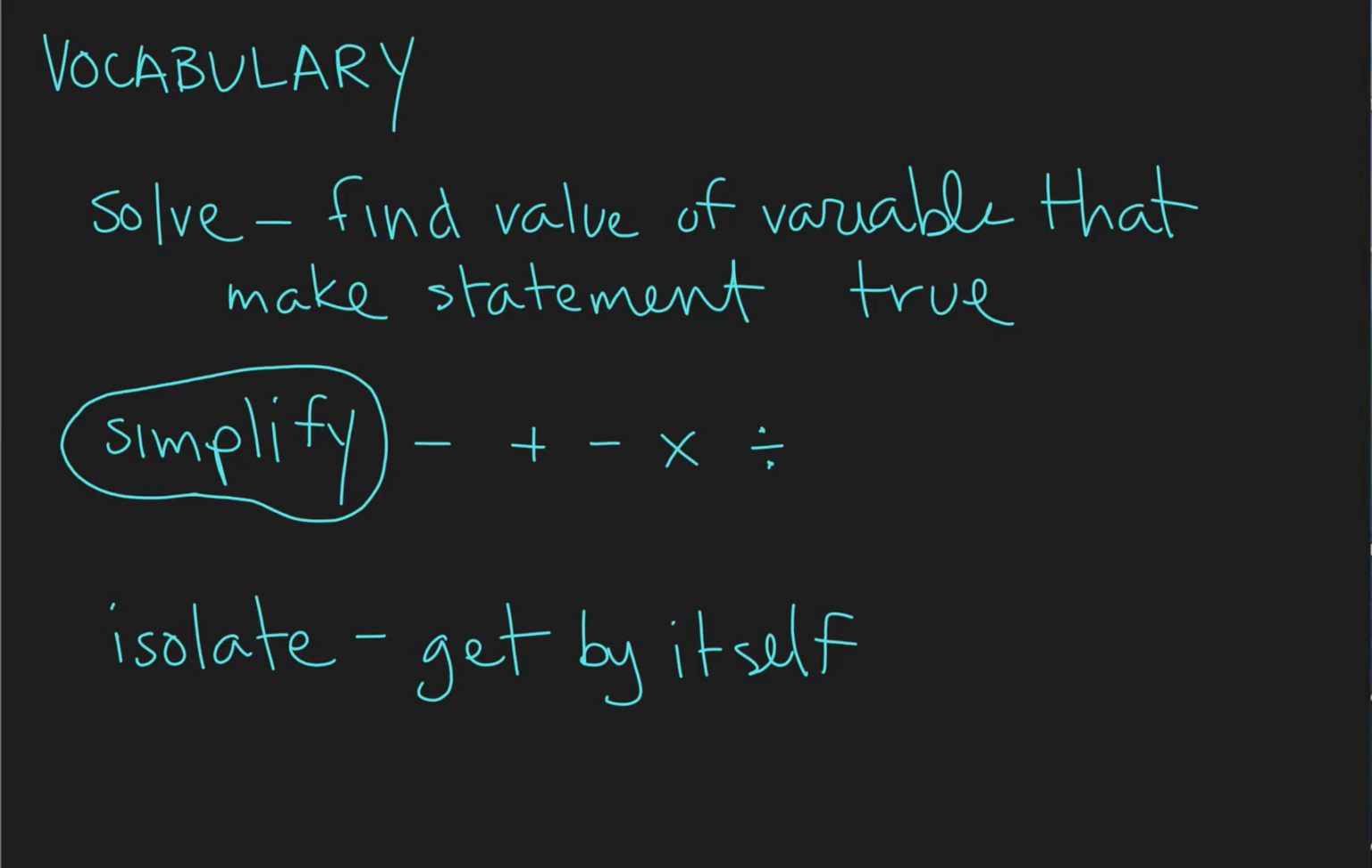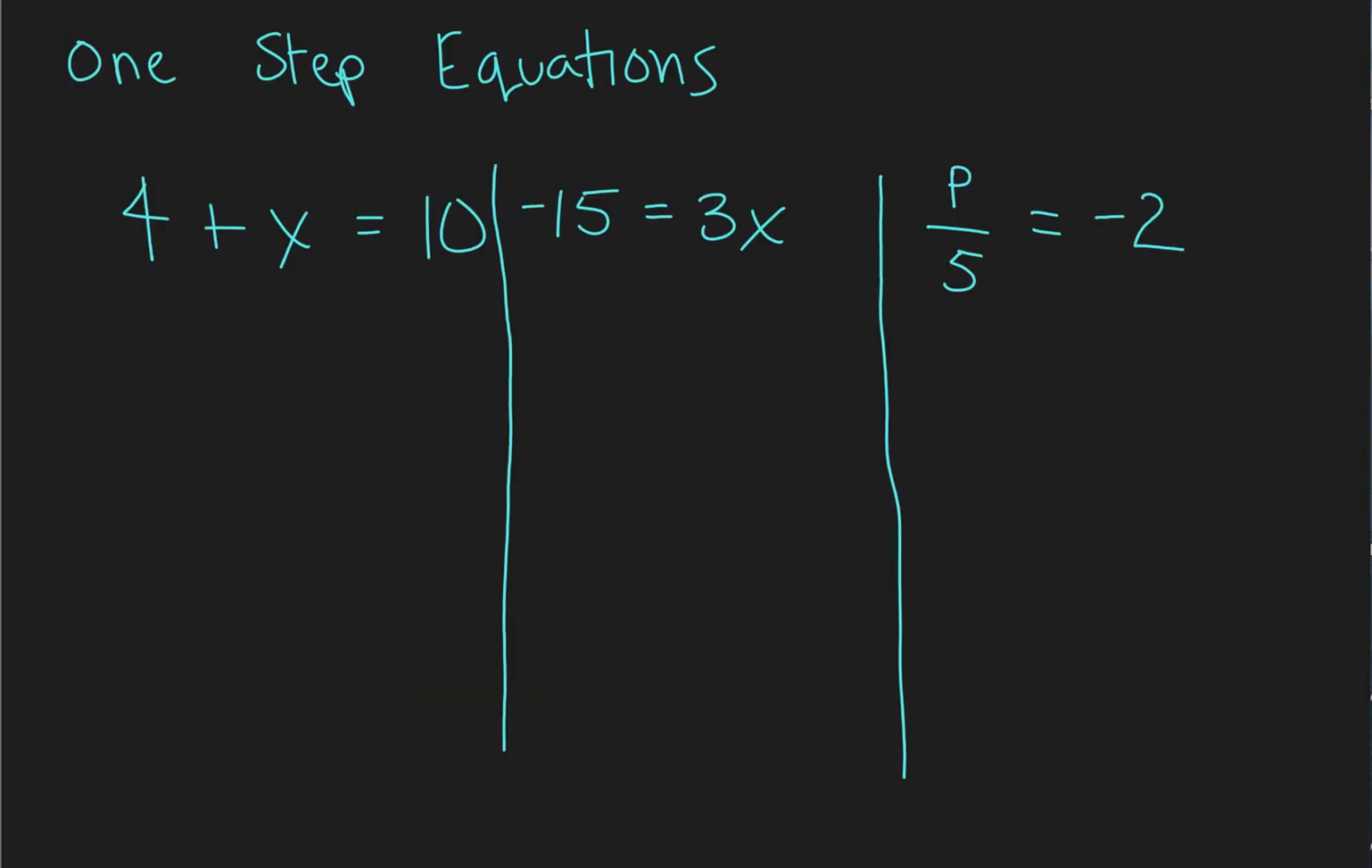All right, so first let's review one-step equations. Remember, the directions on one-step equations usually say to solve. What that means is we are going to get the variable by itself, or isolate the variable. In order to do that, we're going to move everything from the side with the variable to the other side. And remember, when we move something, we're going to do the opposite.